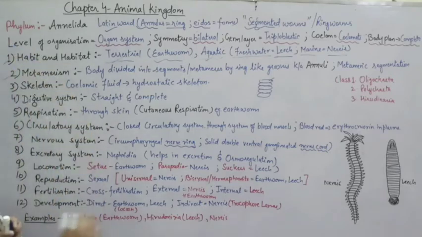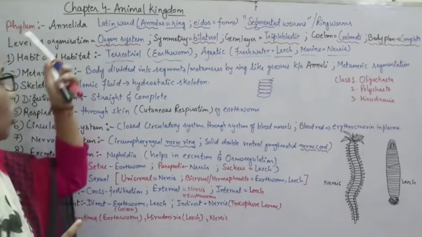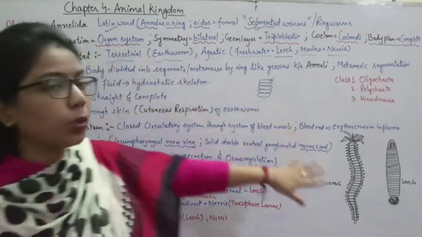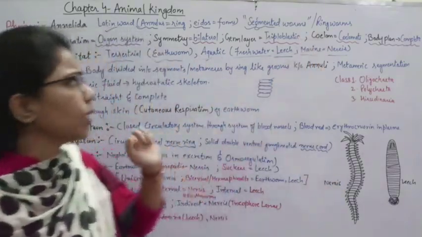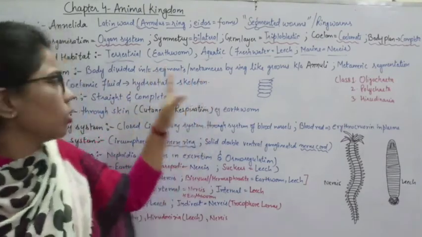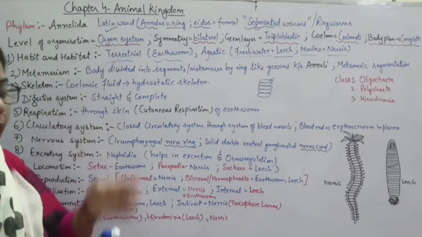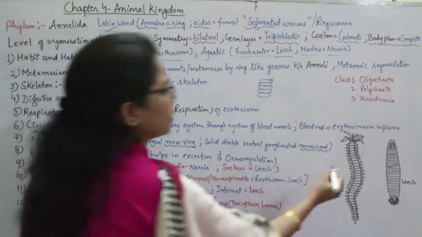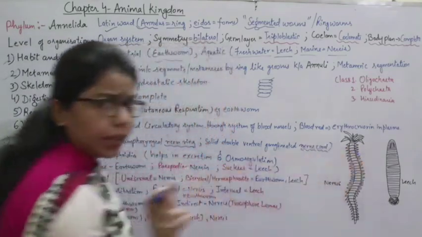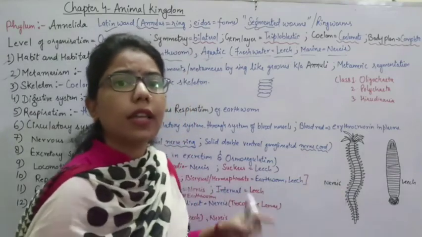Now the second thing, that is metamerism. Again, this is a distinctive feature of this phylum. Which advancements have we seen so far? Up to here, coelom is advanced. Along with this we can see that the body is divided into segments. So what is metamerism? It is a phenomenon in which the body is divided into different segments. For example, as shown here, the body is divided into segments, and these segments are divided externally as well as internally.